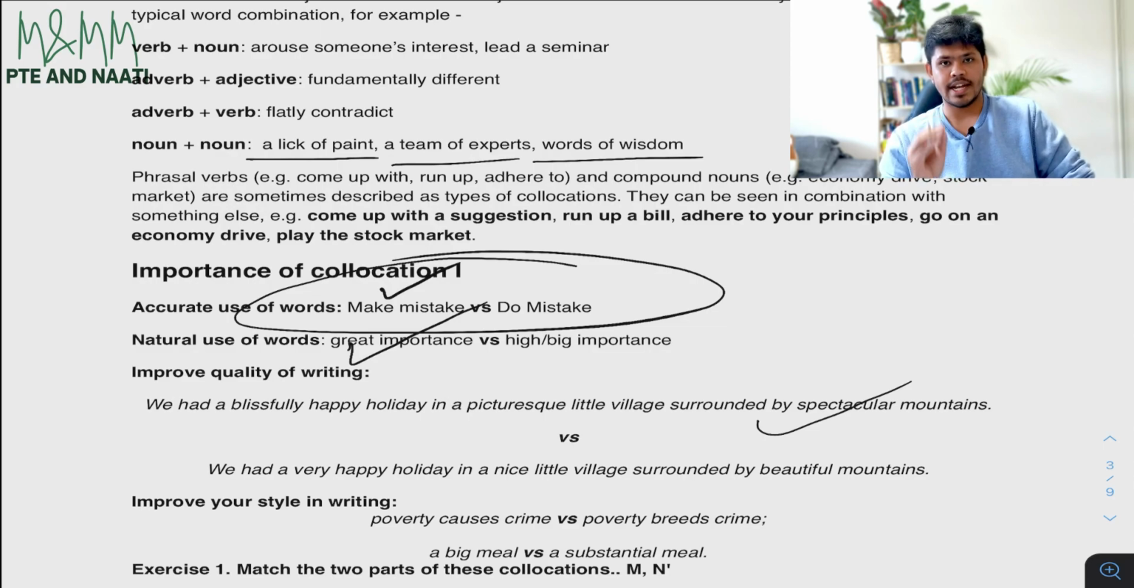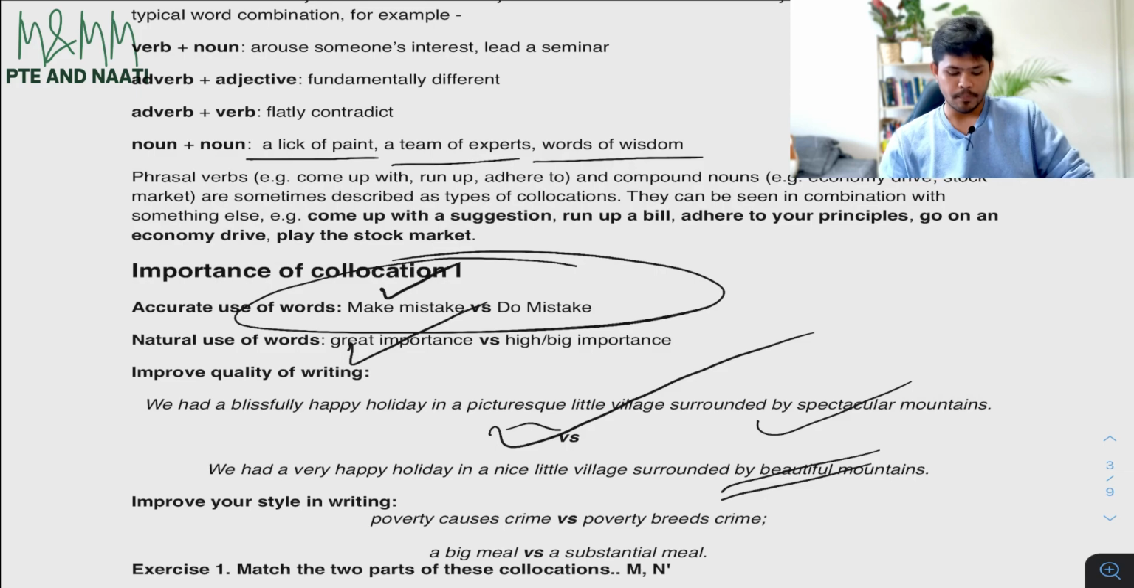Because the first sentence has the correct collocations that the English language has. The second sentence is a very simple, I would say basic sentence with no collocation, which we might speak in everyday life. But when it comes to good writing, I would any day write the first one over the second one. Same meaning, blissfully happy holiday. We never say very happy. We always say blissfully happy.